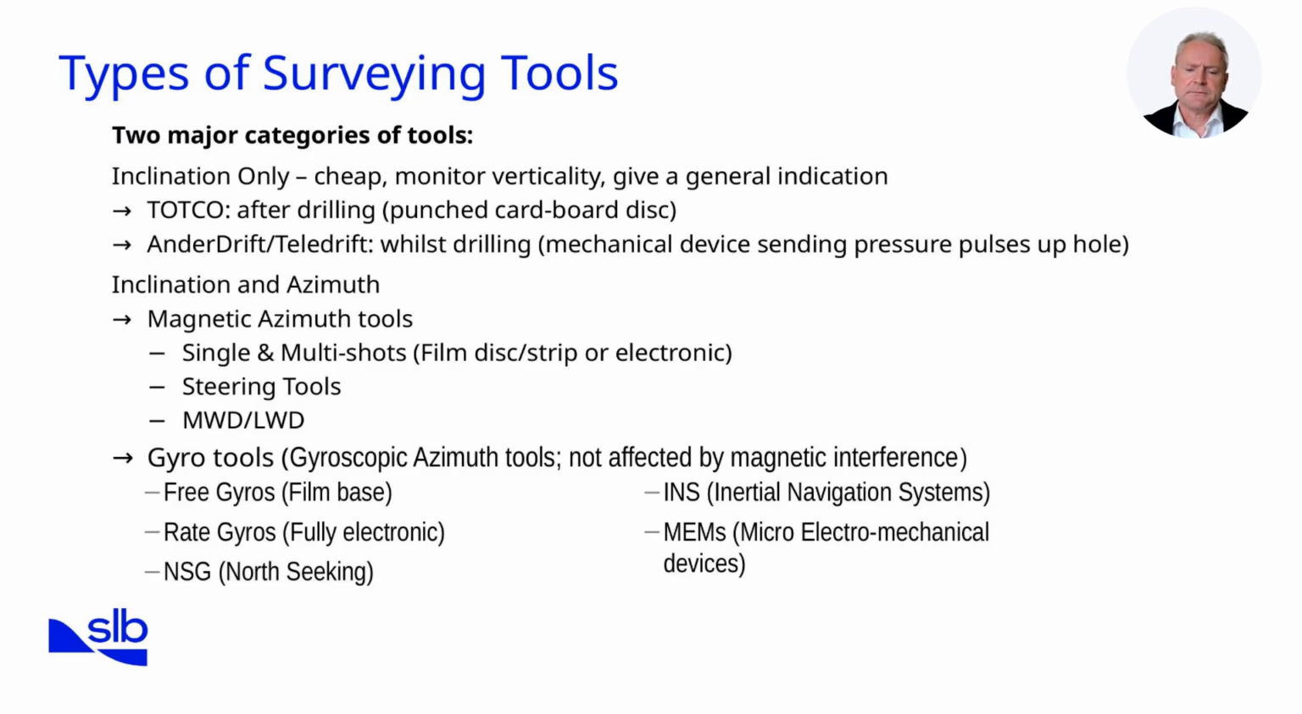and efficiency. Today, the choice of tool depends on well complexity and accuracy requirements. Vertical wells may still use inclination-only checks, but modern deviated and horizontal wells demand continuous high-fidelity surveys from MWD or gyro systems.